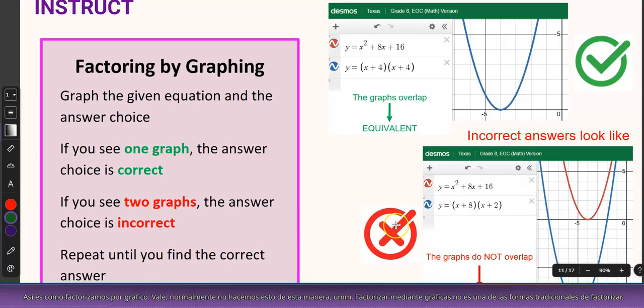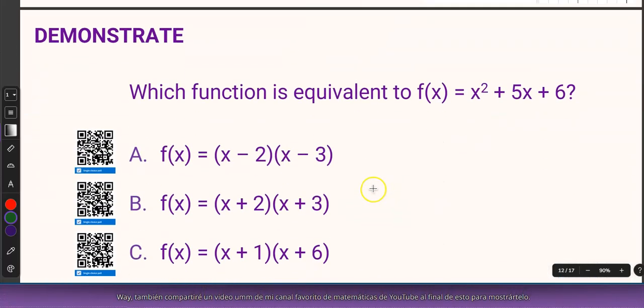There are many ways to factor expressions, but for the purposes of this class, this is going to be your easiest way. I will also be sharing a video from my favorite math YouTube channel at the end of this to show you other ways to factor.